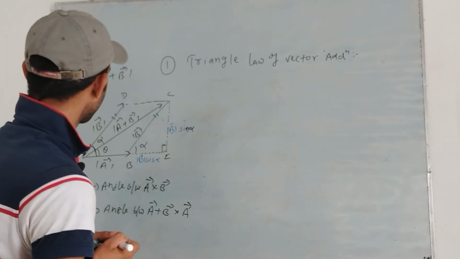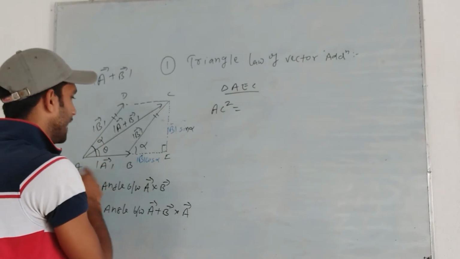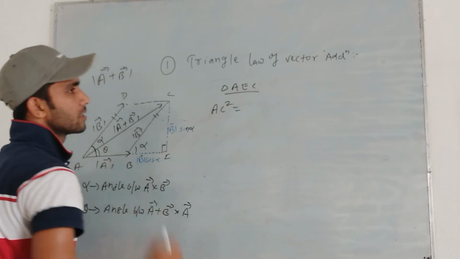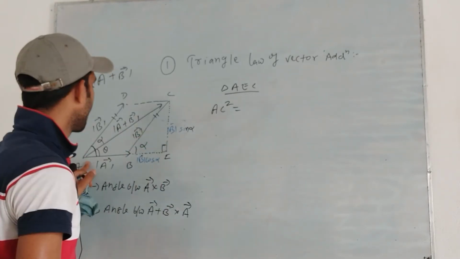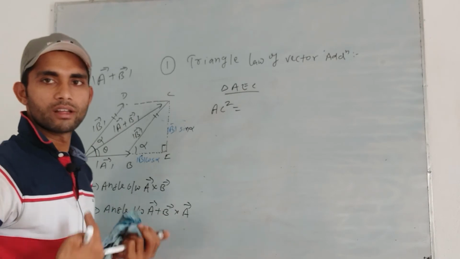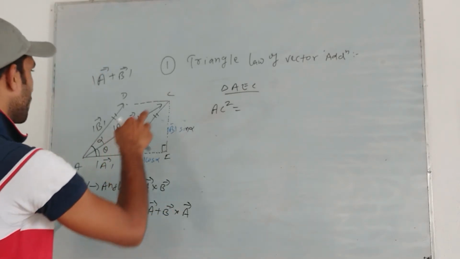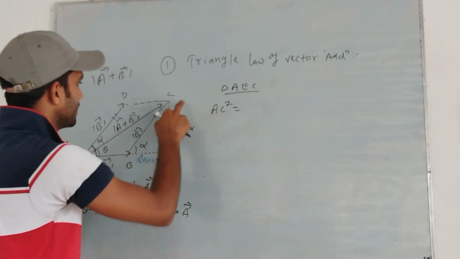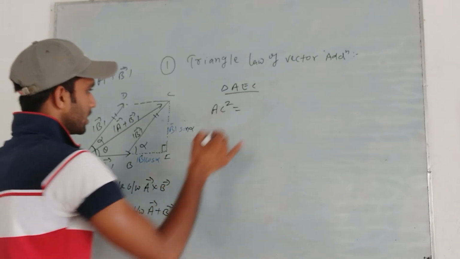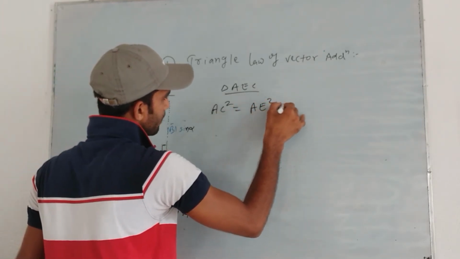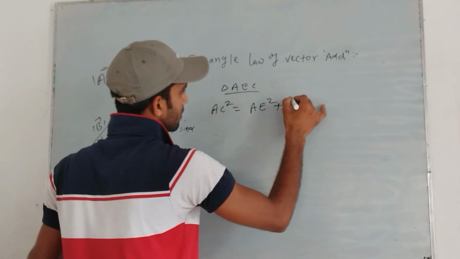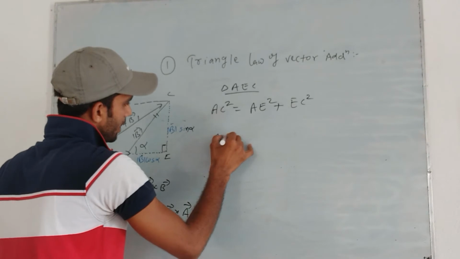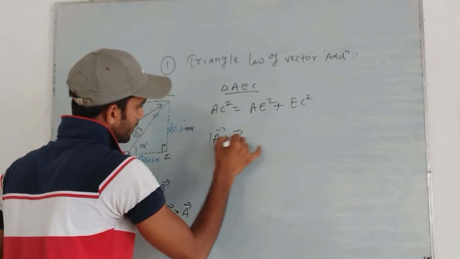So what next? Write the Pythagoras theorem in triangle AEC, then you will get AC square is equal to AE square plus EC square, because according to Pythagoras theorem you will get hypotenuse square is equal to perpendicular square plus base square, right? So here AC is your hypotenuse, and AE is your base, and EC is your perpendicular, right? So AC square is equal to AE square plus EC square, right? So from here, what is AC? So AC is your magnitude of A plus B, right?